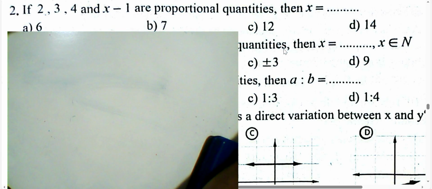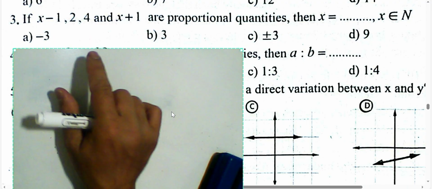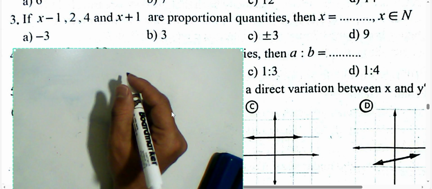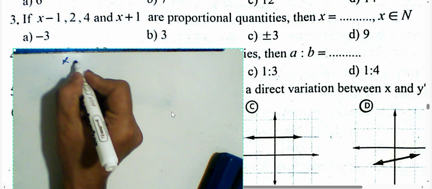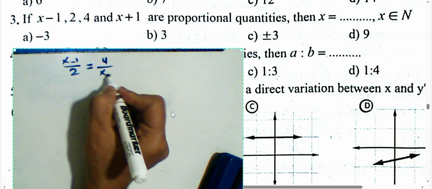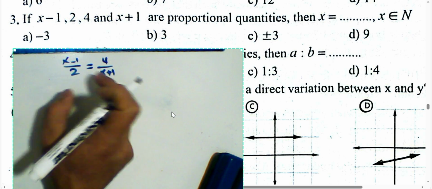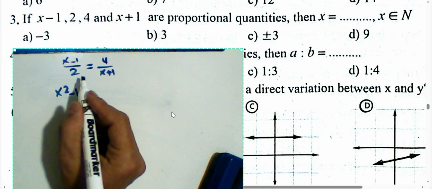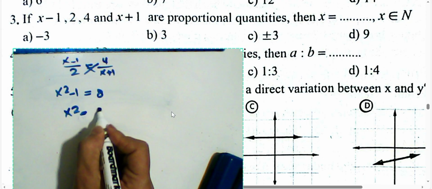Next question, number 3. If x minus 1, 2, 4 and x plus 1 are proportional quantities, then x equals what? We have x minus 1 over 2 equivalent to 4 over x plus 1. The product of extremes equals the product of means. x minus 1 times x plus 1 is x squared minus 1, the difference between two squares, and 2 times 4 is 8. Then x squared equals 8 plus 1, which is 9.